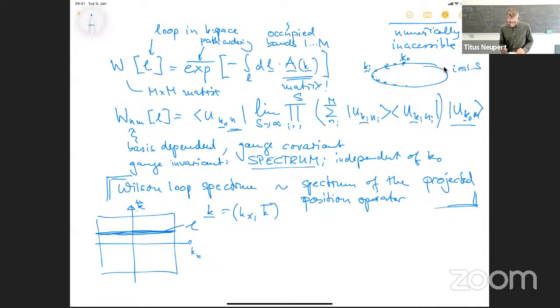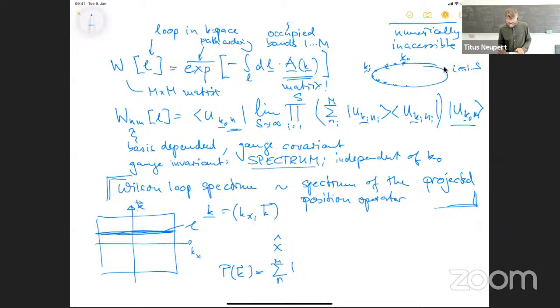So now we want to look at such paths. We want to look at the spectrum of the x operator, the one that corresponds to this momentum kx, the x position operator, and we want to project that into the occupied bands, and the projector itself can now depend on these other momenta. They are still all good quantum numbers in that sense. Even if I determine the position in x direction, the y and z momenta are still good quantum numbers.